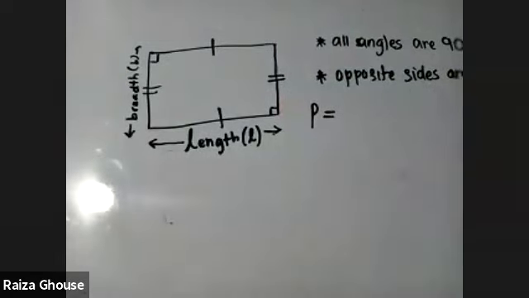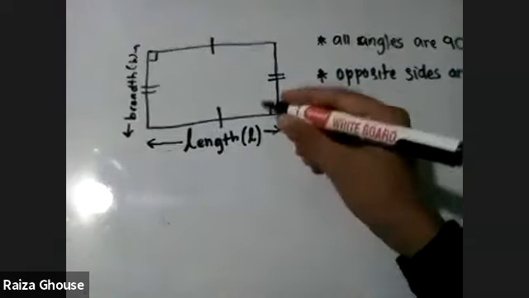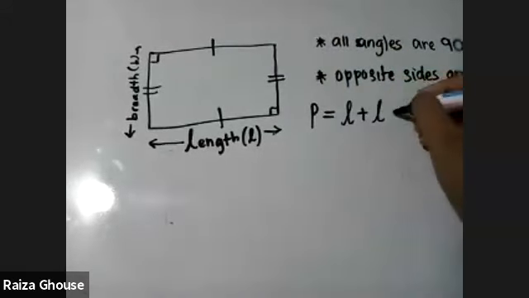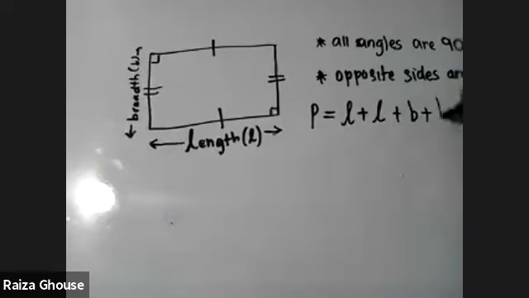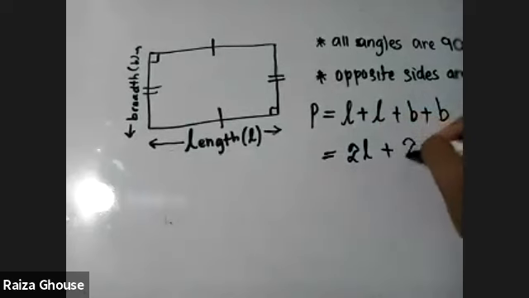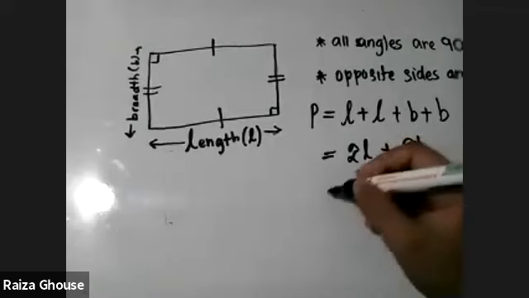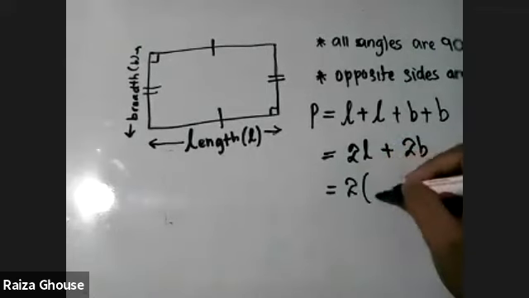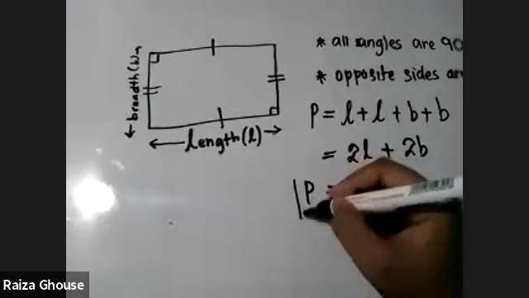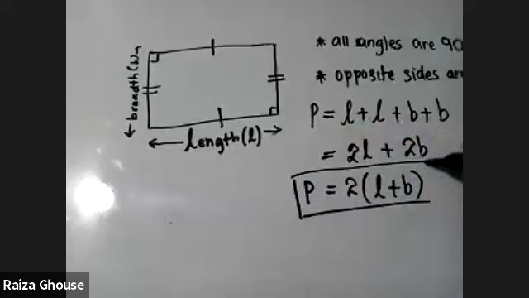So if in a common way, if I'm telling a formula for perimeter of a rectangle, in a rectangle, we have 4 sides. I have 2 lengths and 2 breadths. So the perimeter will be 2 lengths plus 2 breadths. Now you can see that 2 is common here. So I can take in this manner 2 into length and breadth. This is the formula for perimeter of a rectangle. This is very important.